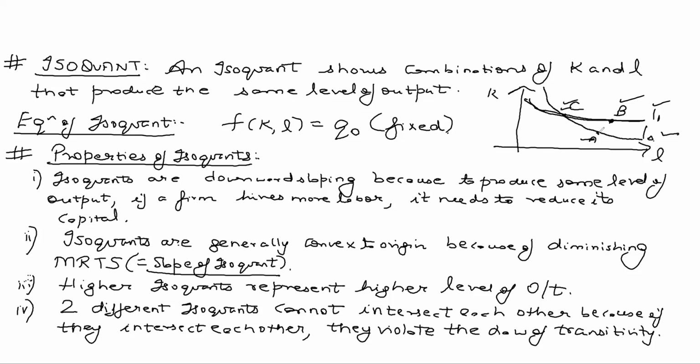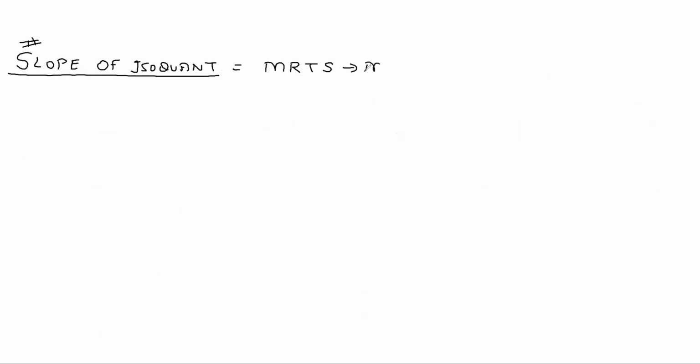Okay. Now moving forward, let's talk about the slope of the isoquant. Slope of the isoquant is called the marginal rate of technical substitution. Okay, how will I interpret this? So interpretation.